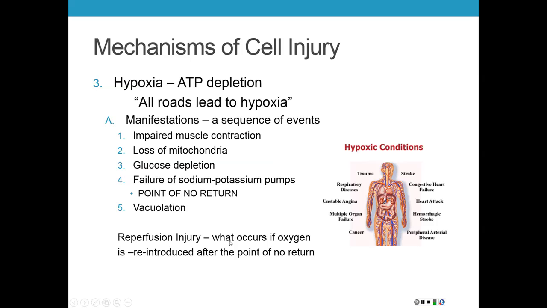Now, reperfusion injury is what occurs if oxygen is reintroduced after this point of no return. So once vacuolation occurs and then you put oxygen back to the tissues, you actually can start forming those oxygen molecules into free radicals, and then you make the damage even worse. So again, I mentioned before, there have been some cases in some extreme hypoxic cases where they have actually been able to save some tissue, but by and large, once vacuolation occurs, you can no longer save the cells, the tissues, the organ. It's lost. The cells will now die.